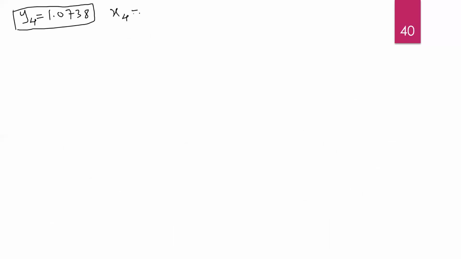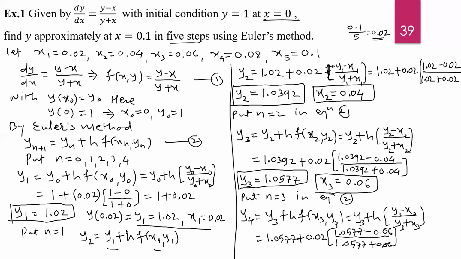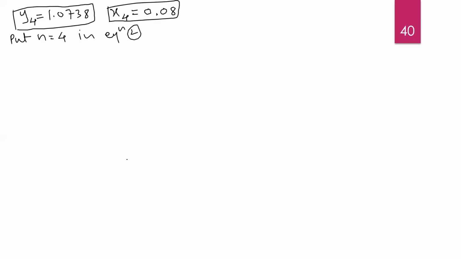So this is the y4 at x4. So x4 is equal to 0.08. Now the last step, put n is equal to 4 in equation number 2. See, this is the equation number 2. We put n equal to 4 here. This is the last step. It requires the y5, so that it is the last.